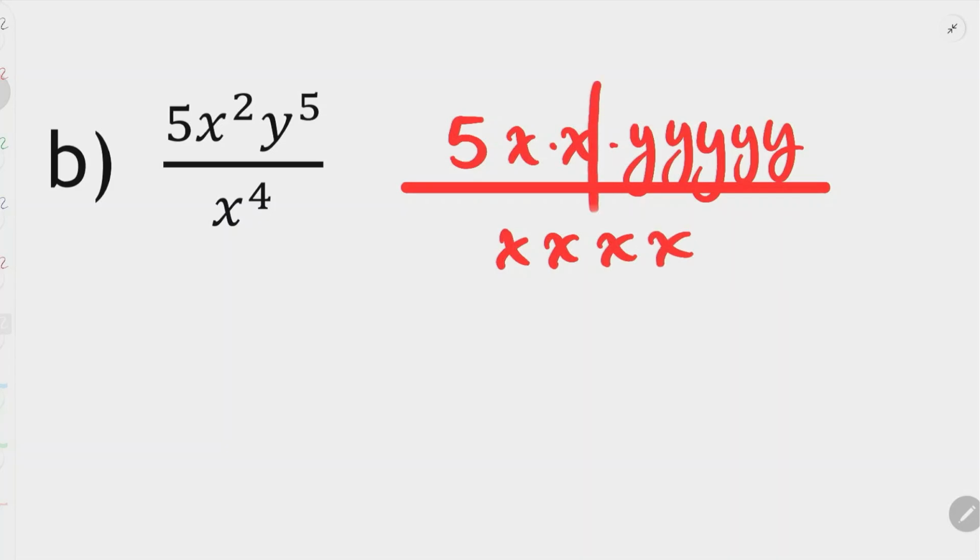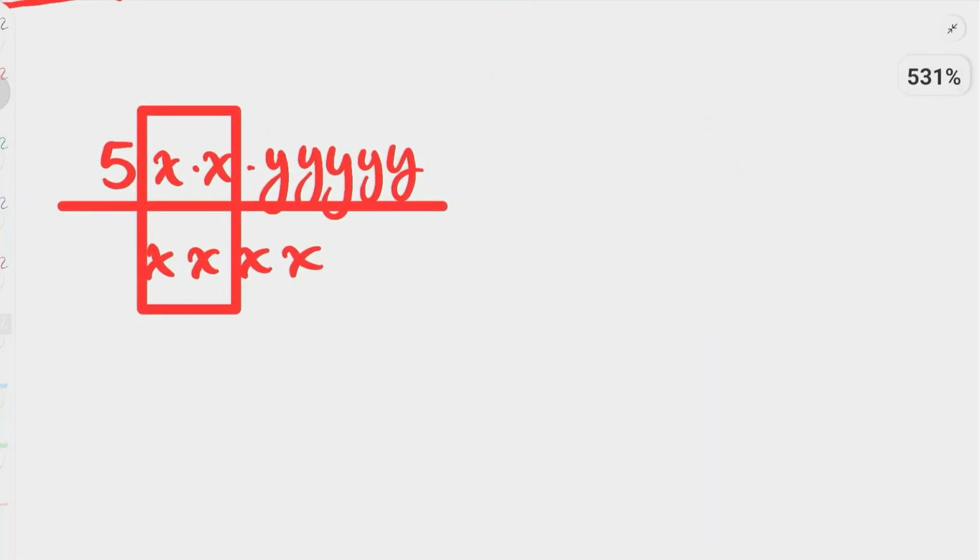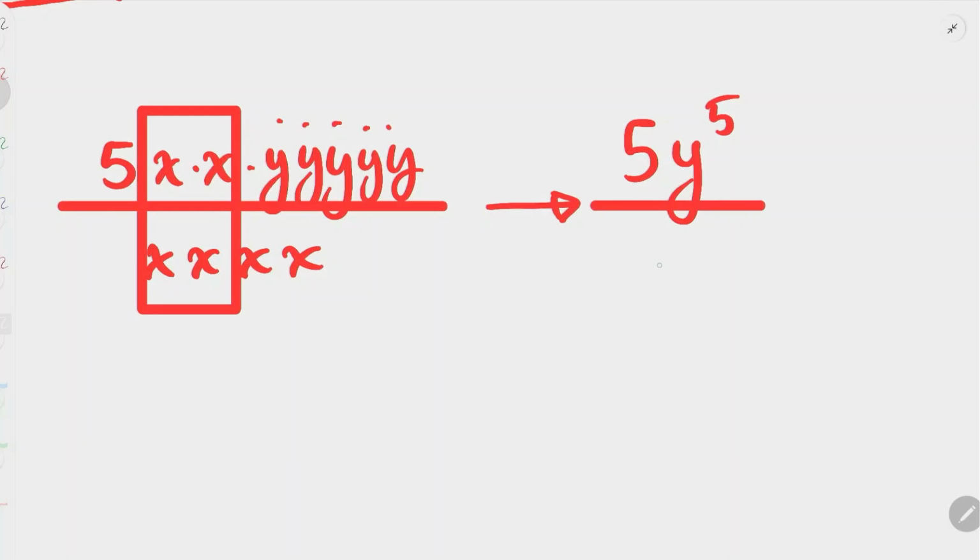When I look at this, I can see there are some factors that line up perfectly, and these are common factors. So when I have the xx over xx, that's equal to 1. So this is a problem where I have a giant 1. And when I look at what's left in the numerator, I'm left with a factor of 5, and I'm left with 1, 2, 3, 4, 5 factors of y. So 5 times y to the 5th. And in the denominator, it turns out we are left with only 2 factors of x, x squared. On to our last page.